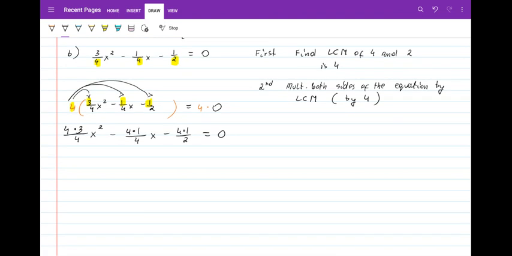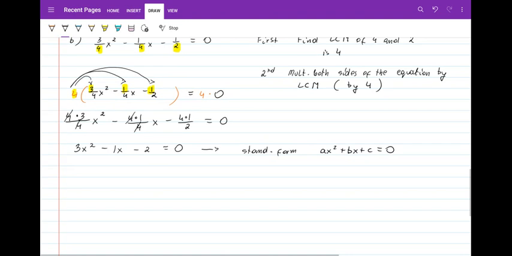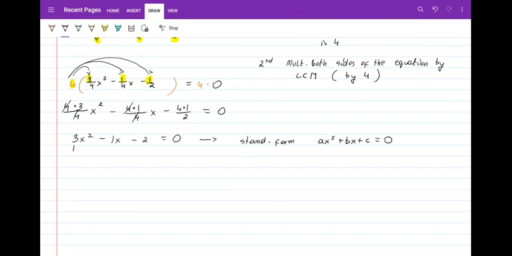So now we're just going to simplify. 4 cancel, so we end up with 3x squared. 4 cancel, so we end up with negative 1x. And 4 times 1 is 4, divided by 2, that will give us negative 2, equals 0. And now this is nice quadratic equation. This is standard form, definitely, of quadratic equation. So we're ready to use the quadratic formula. 3 will be A, negative 1 will be B, and negative 2 will be c.